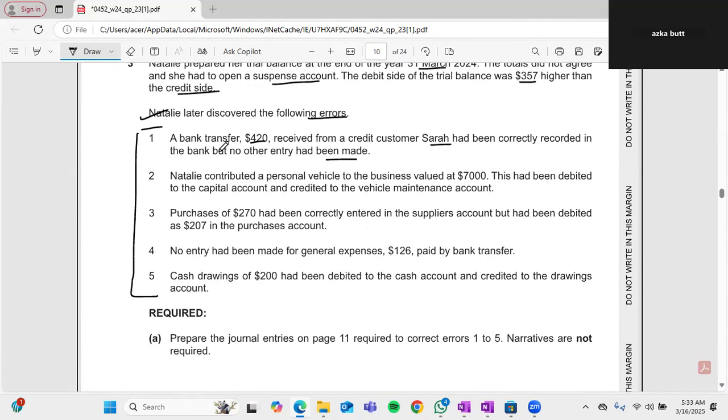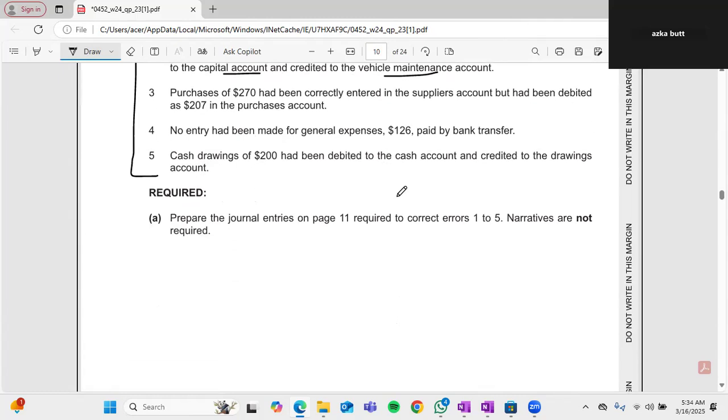Now let's see the second. Natalie contributed a personal vehicle to the business valued at $77,000. This had been debited to the capital account and credited to the vehicle maintenance account. So it means that first of all, we have to debit the vehicle maintenance account, because we accidentally credited it. And we also have to debit the motor vehicle account since it is coming into the business. And we also have to credit the capital account since this is the capital investment by the owner.